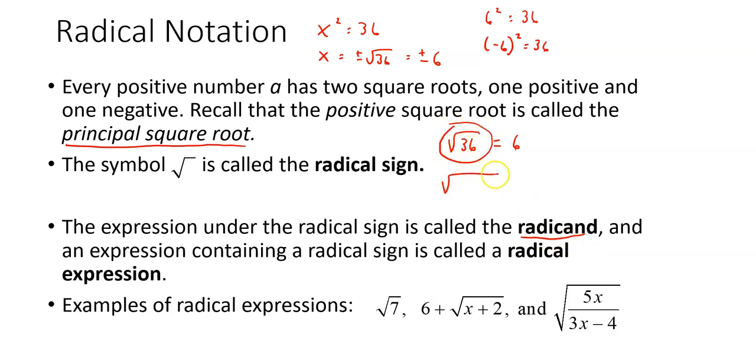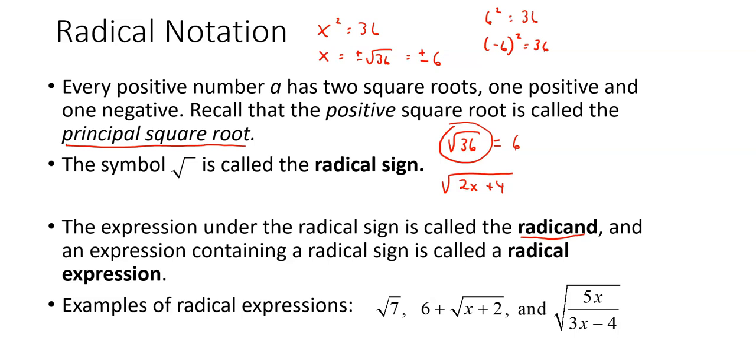Now, it could be something more complicated. It could be the square root of 2x plus 4, right? That's a radical expression as well. And the expression under it is that whole 2x plus 4, and that's called the radicand. We don't use that language a lot, but if you happen to see it, that really is the correct expression for that. All right, so some examples of radical expressions are sitting down the bottom.